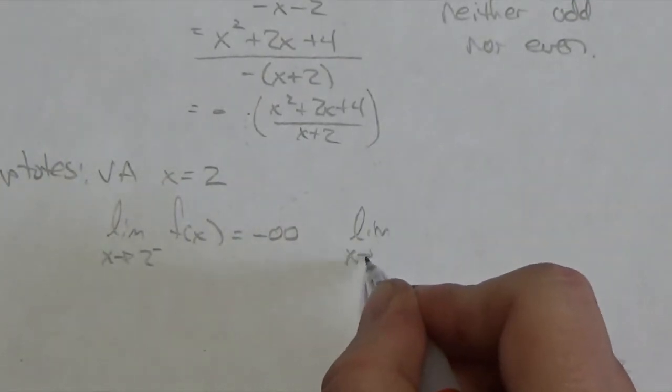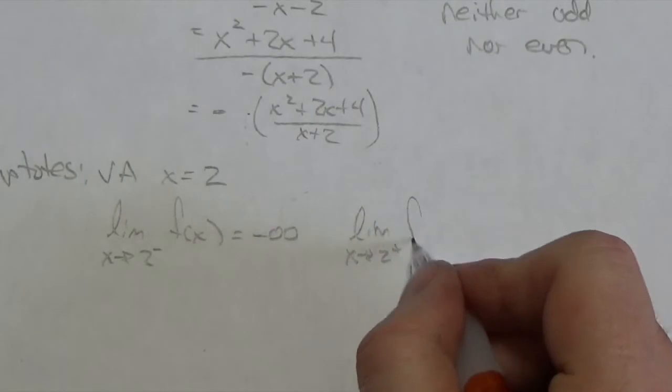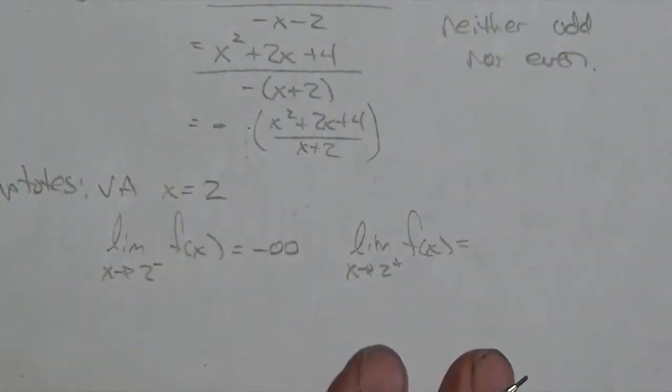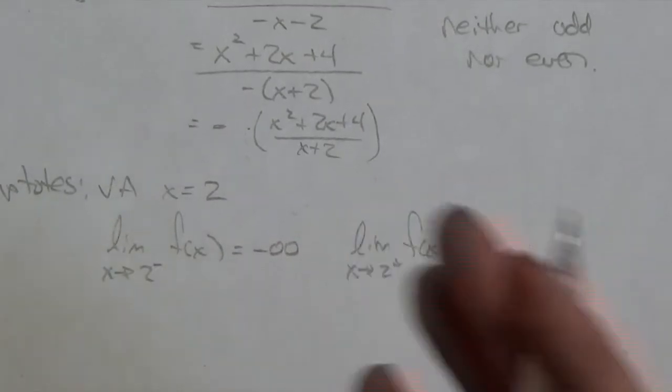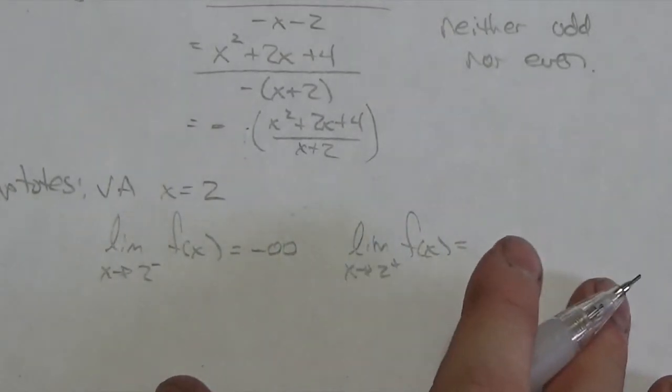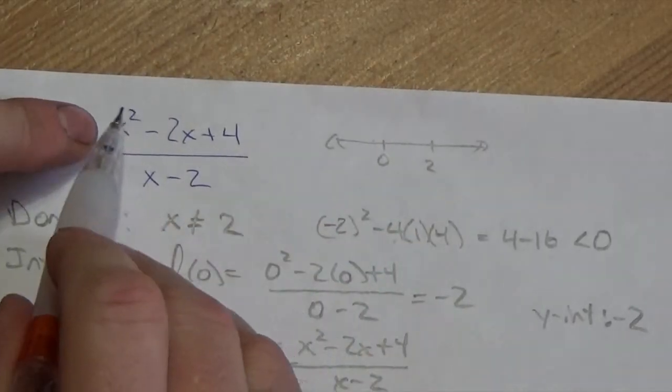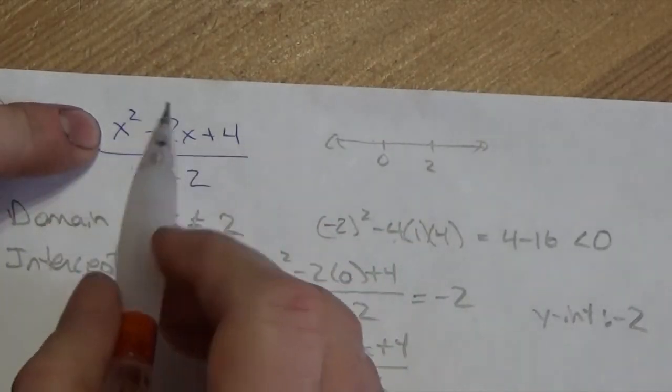If you take the limit as x approaches 2 from the right, and okay, listen, I know what I'm doing is a little quick and confusing. If you watch it again, hopefully you'll see what I'm doing here. I'm now going to let x approach 2 from the positive side.